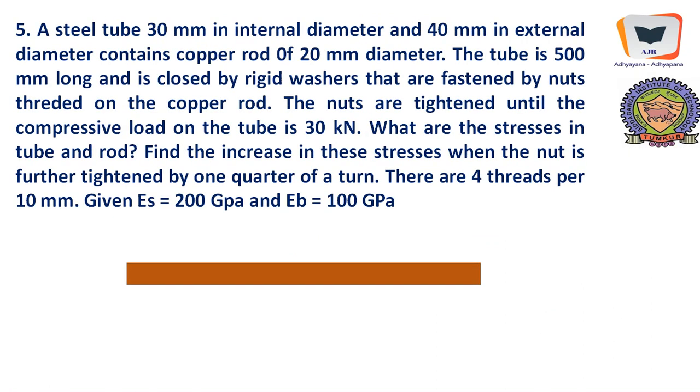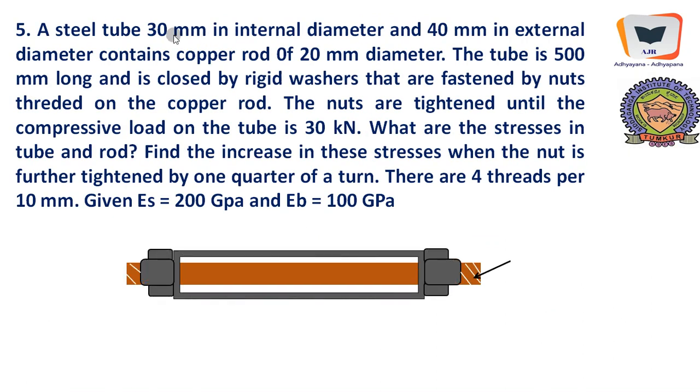millimeter. Now we go to a new problem. A steel tube 30 millimeter in internal diameter and 40 millimeter in external diameter contains a copper rod of 20 millimeter. This is the copper rod of 20 millimeter diameter. The tube is 500 millimeter long. The length from here till here is 500 millimeter. That is the length, and it is closed by rigid washers. Here is a washer and here is a washer, and they are fastened by nuts.